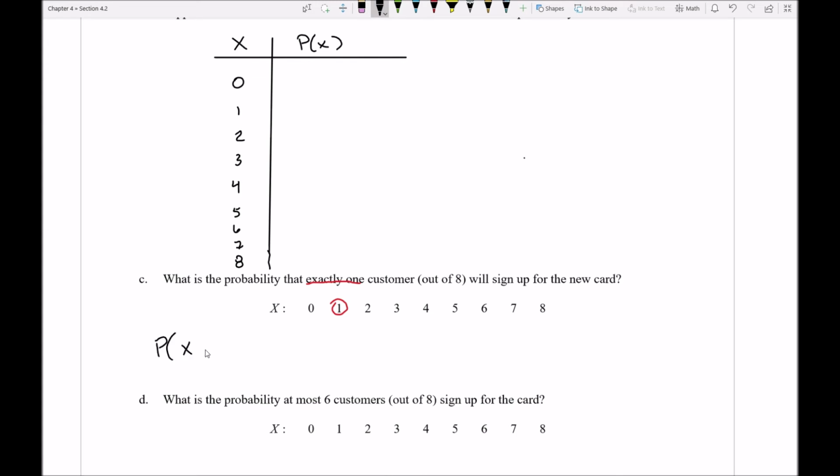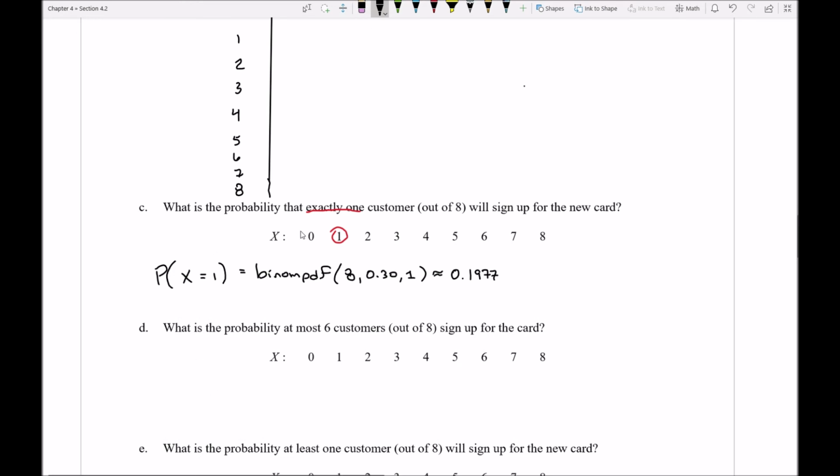First, I need to make sure I write down my probability notation. I want X, the number of customers to sign up for the card, to be 1. And I know I can get that by using the calculator command of binom PDF. I know that there are 8 customers, there's a 30% chance of success, and I want the probability across from the number 1. If I go to my calculator, I can enter this in and come up with an exact final answer, which I'm just going to tell you I found as 0.1977. You could, of course, double check me on that.